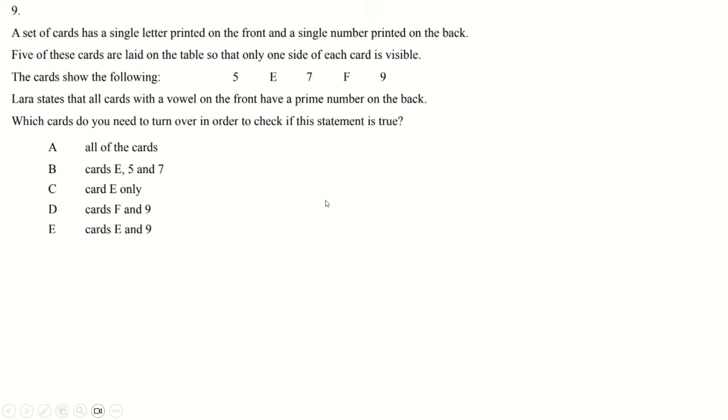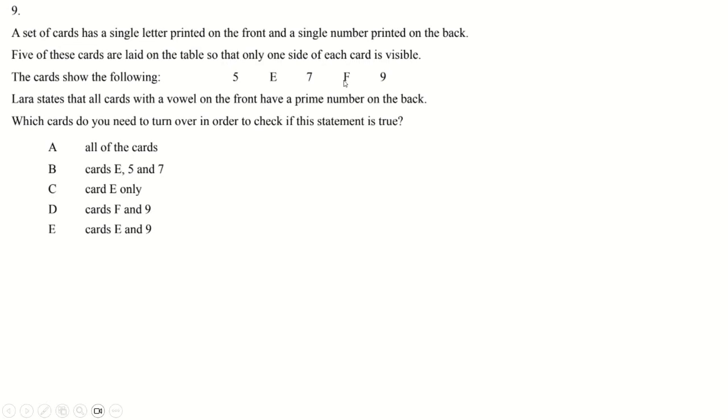This is a classic question that you've probably seen before. If we're being honest, Lara states that cards with a vowel on the front have a prime on the back. So obviously you have to check E, because if it doesn't have a prime on the back, then Lara is clearly wrong. The thing is, though, you also have to check 9, because if you turn over 9 and that had a vowel on the other side, she would be wrong. So you do have to check those two.